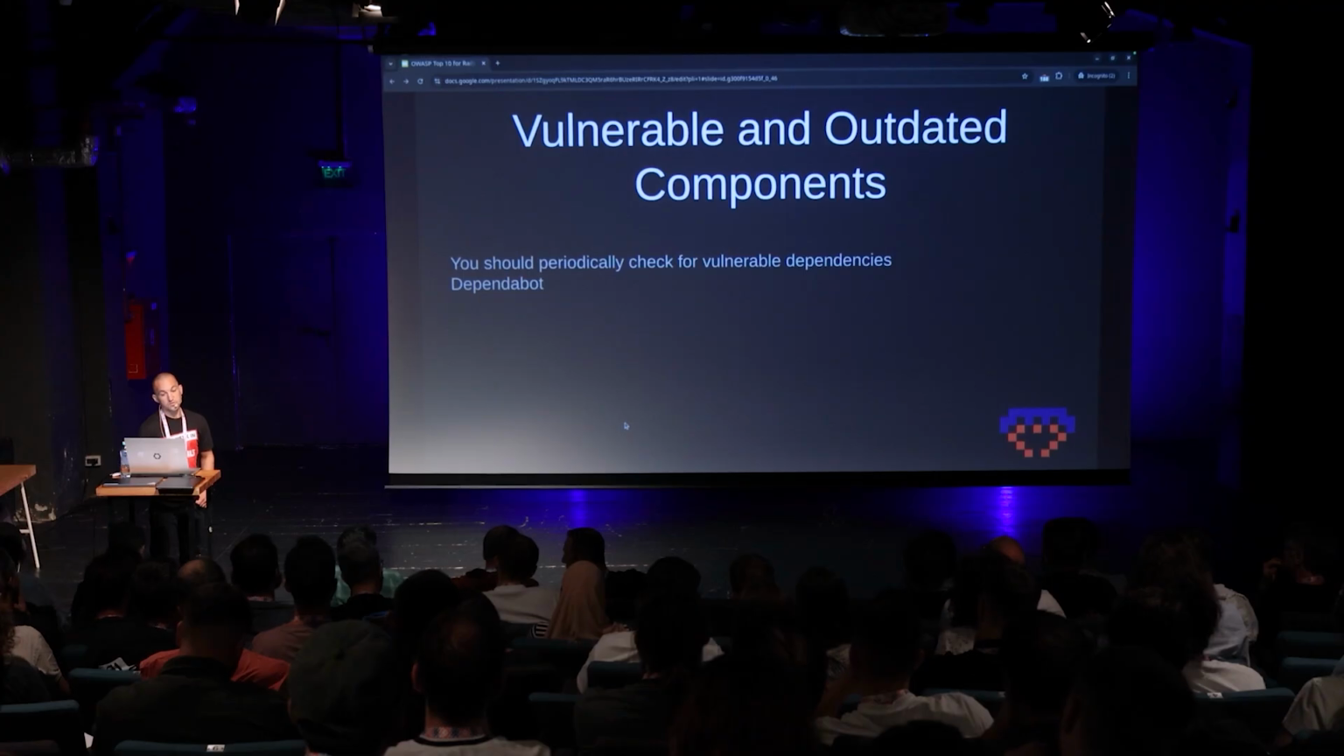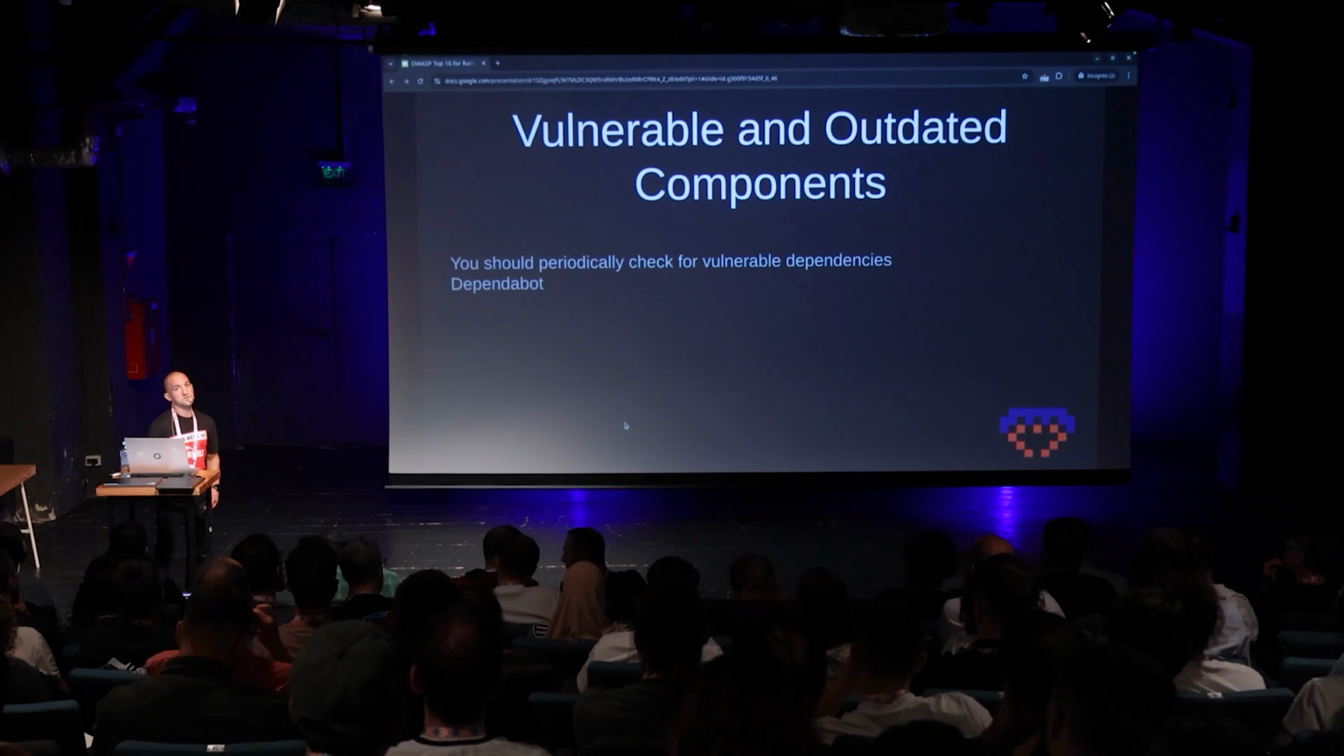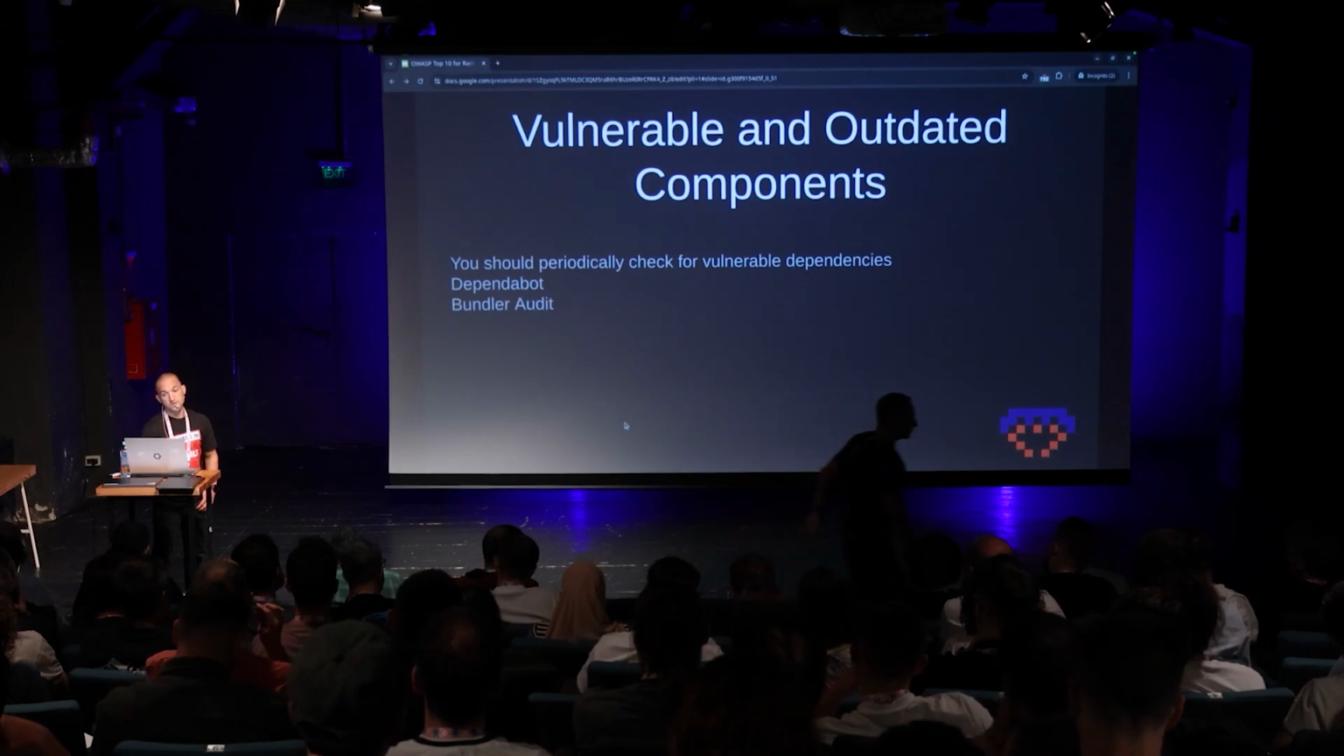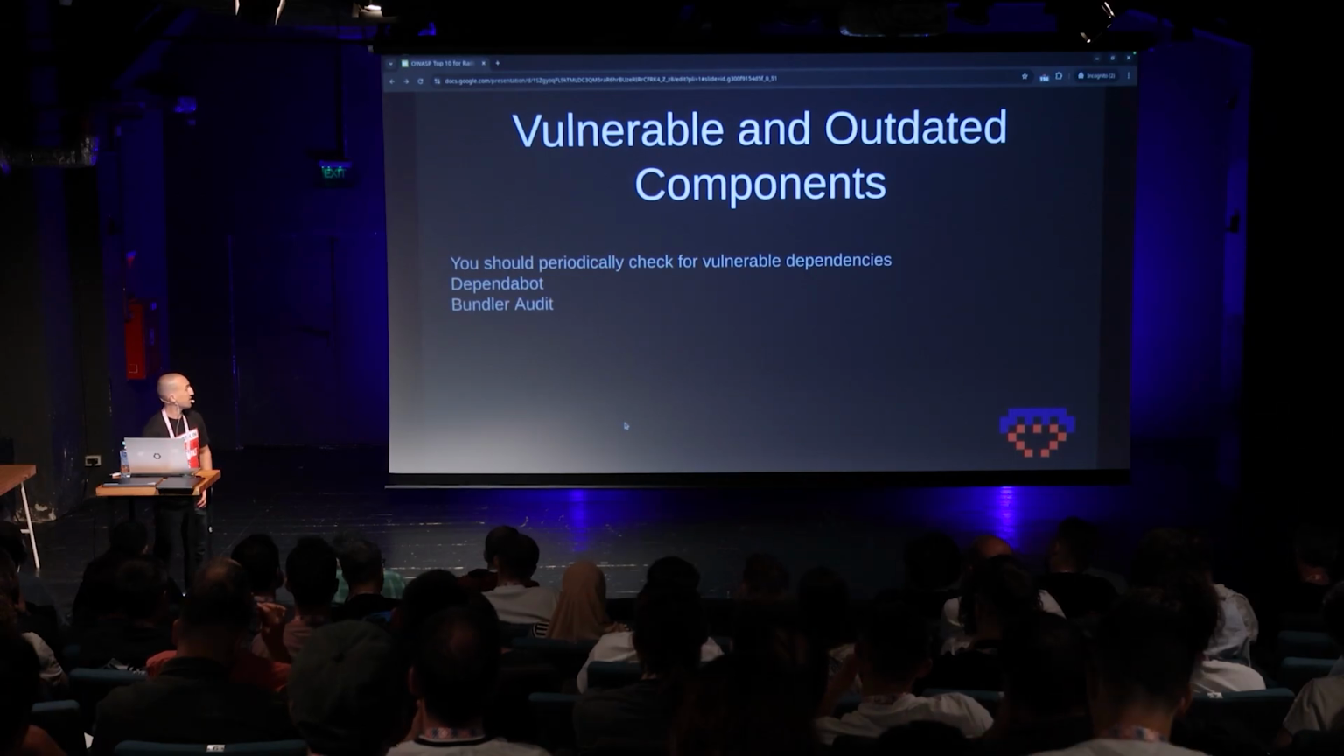The next item is vulnerable and outdated components. So you should check periodically for vulnerable dependencies and always update those. Because if you have a vulnerable dependency, maybe on the second day, someone will try to exploit that in your application for sure. You can use Dependabot if you are on GitHub to do this. Rails 7.2 comes out with a default GitHub Actions CI file, which sets up Dependabot to run periodically. If you are on an older version of Rails or you are not on GitHub, you can use Bundler Audit.